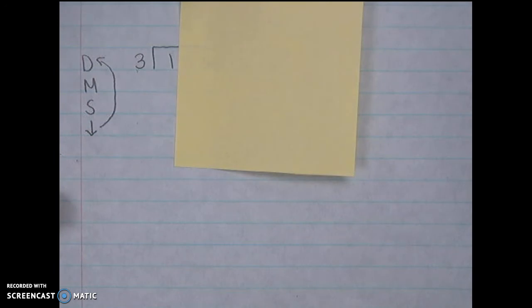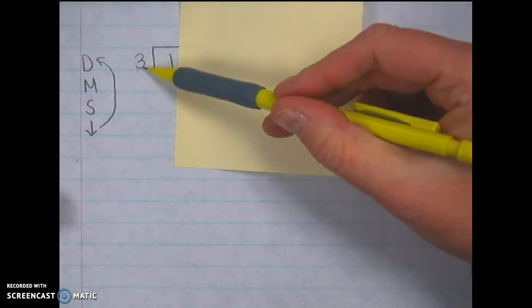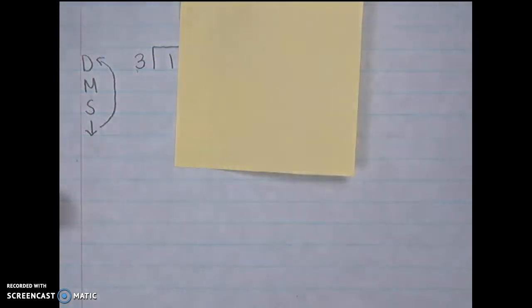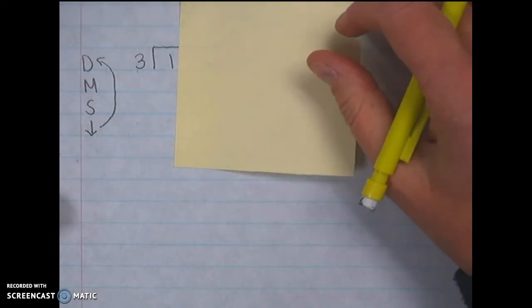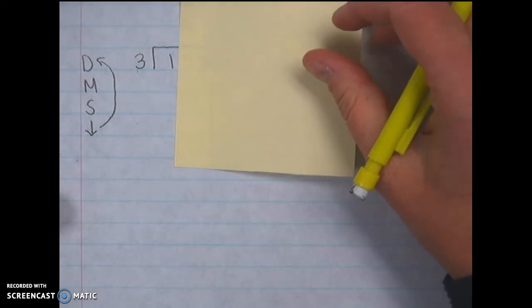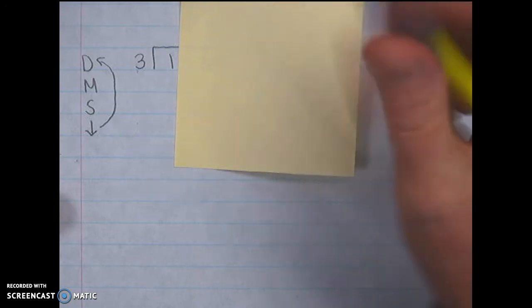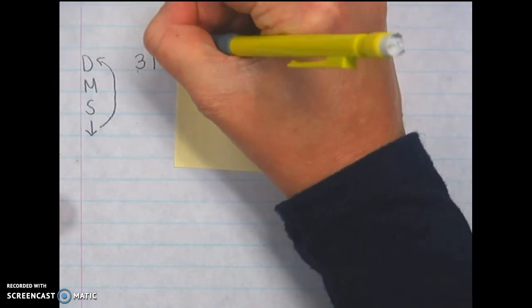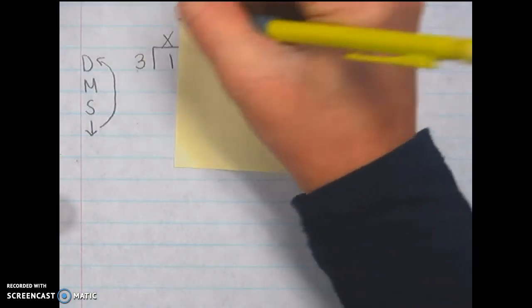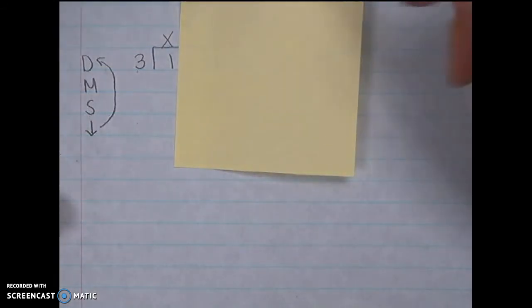In this first situation, I am dividing and I'm asking myself, does 3 go into 1? And the answer is no. So I want you to see what happens when that happens. That simply means that there will not be a number or a digit in the thousands place. Some teachers teach you to mark that with a 0, others have you X off. In this case, right now, I am going to X off.